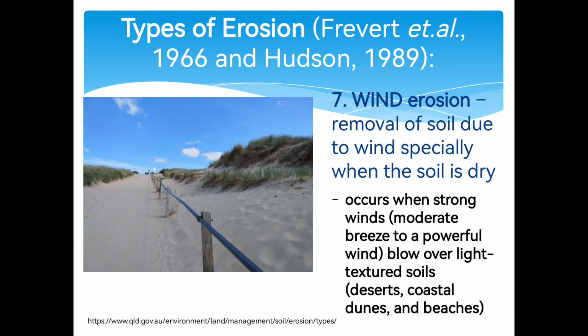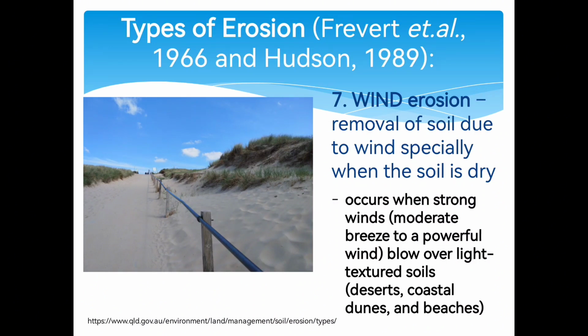Kasi yung, especially pag masyadong dry yung lupa and then malakas yung hangin, nakikarry ng hangin yung soil dun sa area na yon. It occurs when strong winds, moderate breeze to a powerful wind, blows over light textured soils. Light textured soils, ibig sabihin yung mga magagaan like clay, silt, sand. Medyo mabigat kasi yung sand kaya hindi siya ganun ka bilis ma-transport by wind.